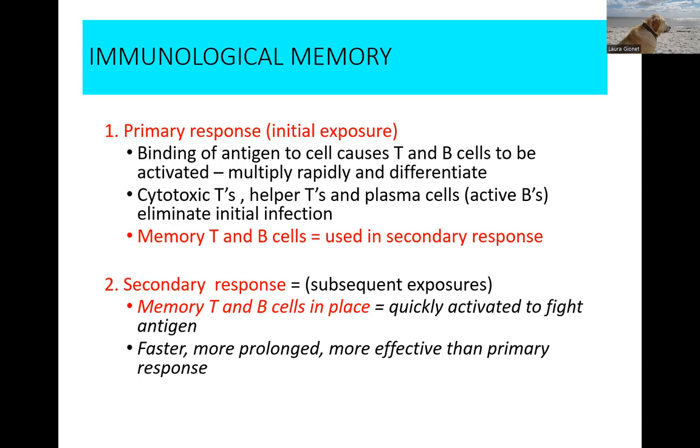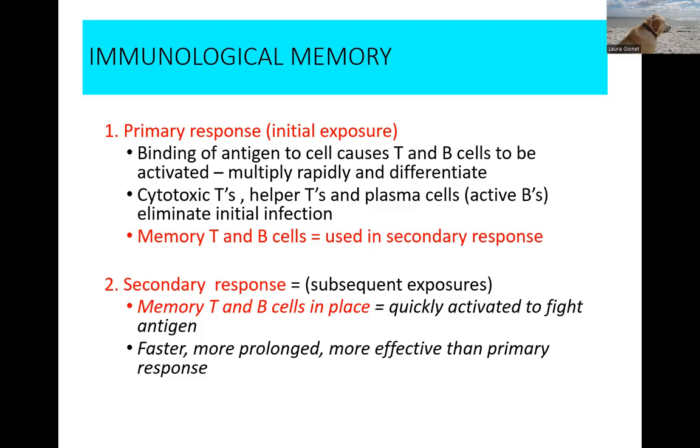And when that happens, the binding of an antigen to a cell causes your T and B cells to become activated and what's called immunocompetent, matured. So they start multiplying rapidly, differentiate, and start making either the antibodies by the B cells or the granules by the T lymphocytes for a specific organism, for that specific antigen.